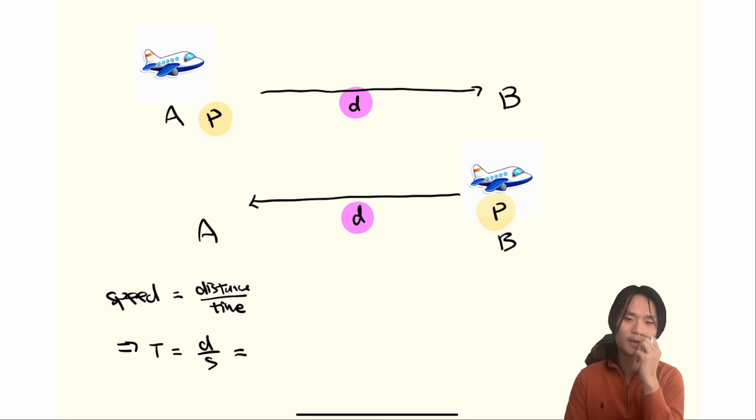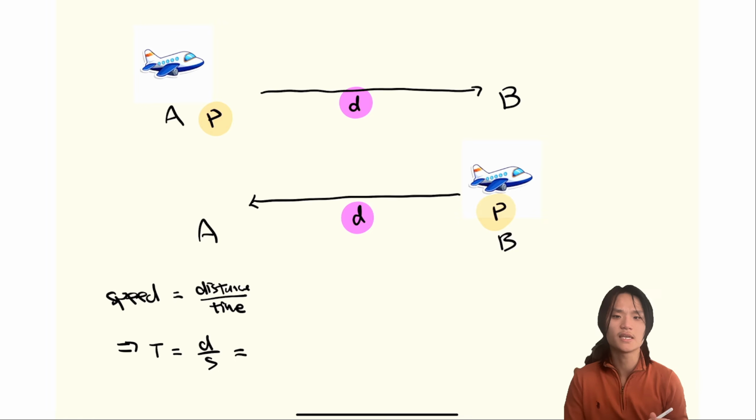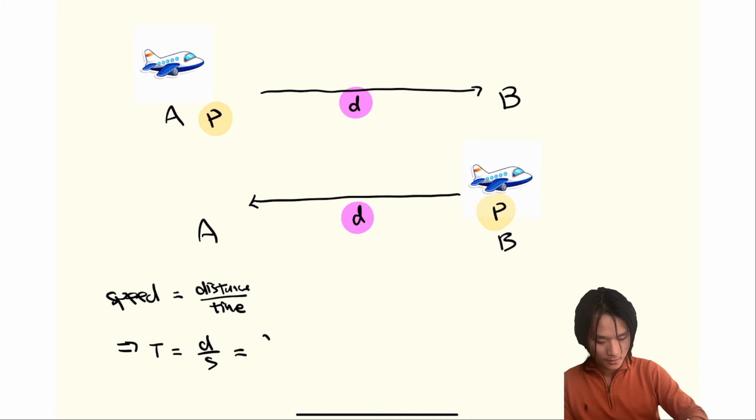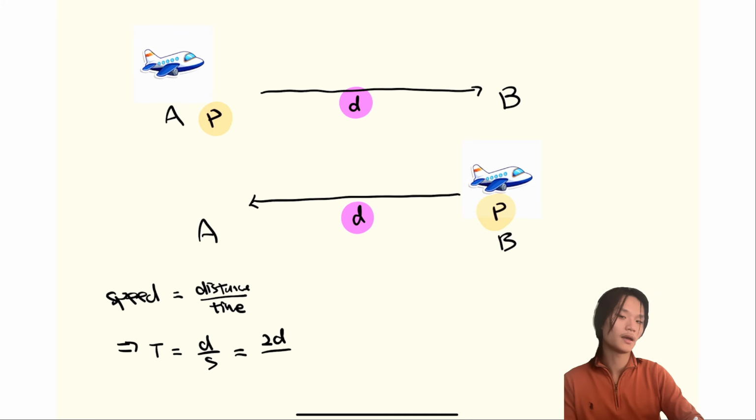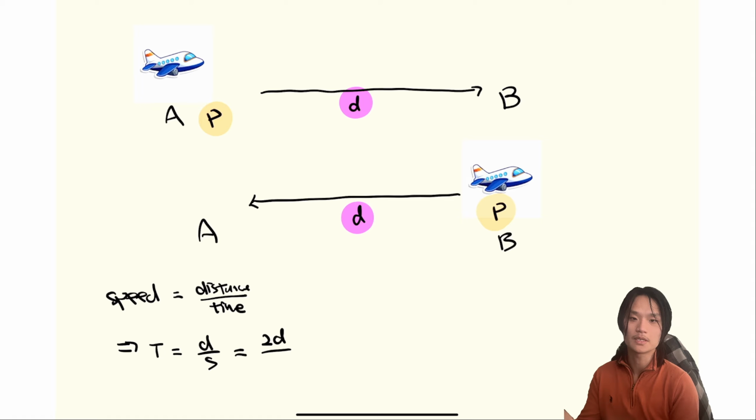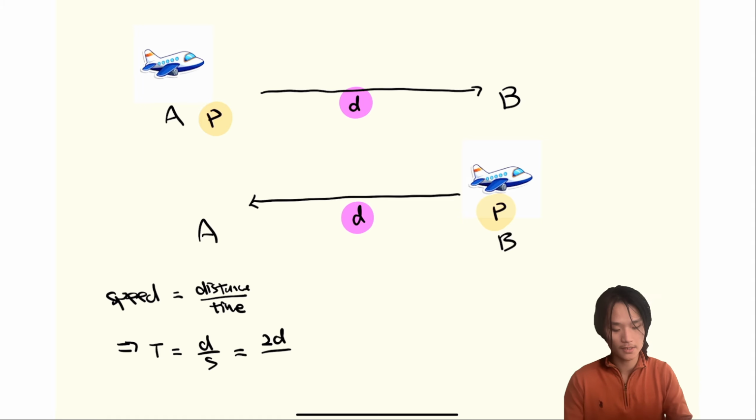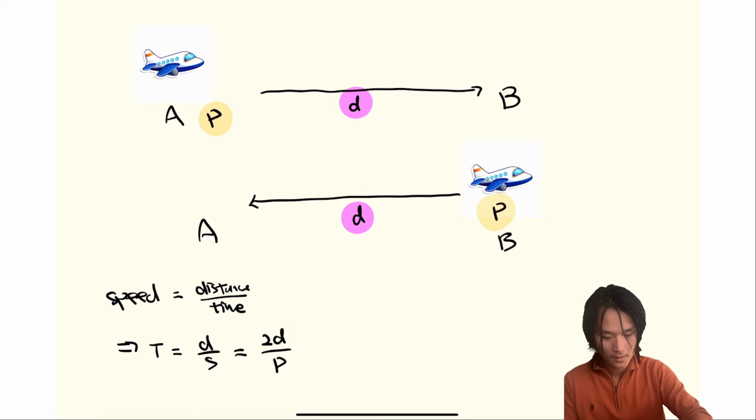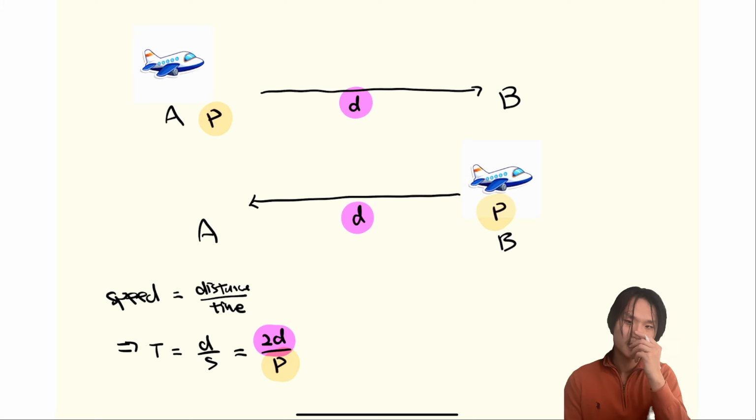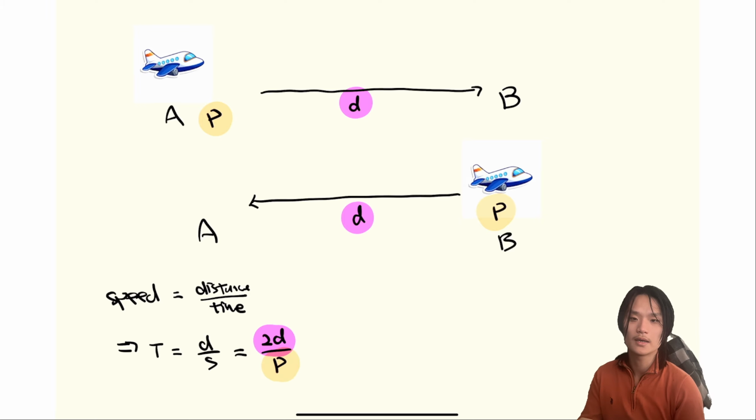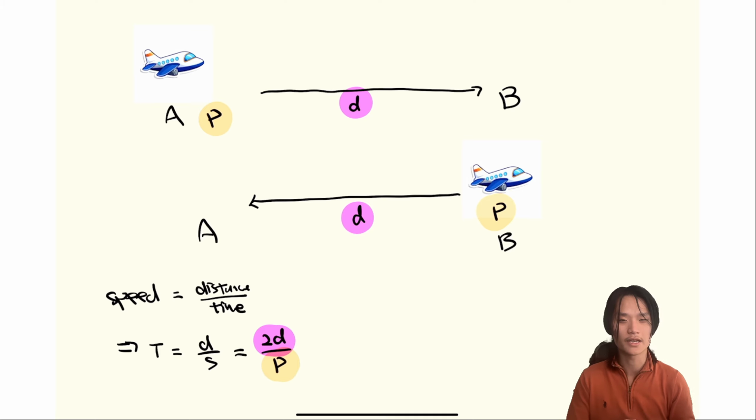In our case, the distance here is 2D because you go one way from A to B, then you go back from B to A. So that's 2D. And our speed, we have defined the speed of the plane to be the letter P. So 2D over P. This is the time it takes the plane to make a whole trip when there's no wind.